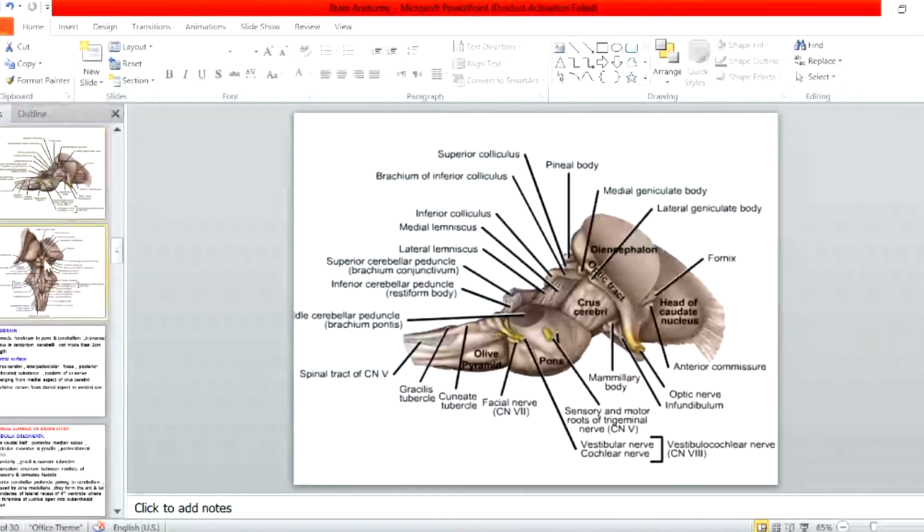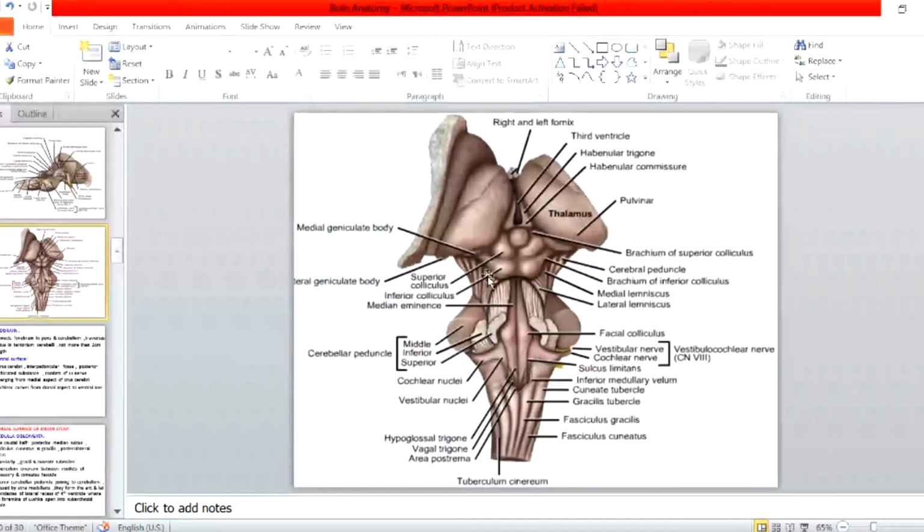Now, passing to the dorsal surface, this is the dorsal surface of the brainstem. Here you have the dorsal surface of the midbrain, then you have the dorsal surface of the pons, and this is the dorsal surface of the medulla oblongata. Medulla oblongata here, this is the pons, sorry, and here is the midbrain. These four rounded masses form the dorsal surface of the midbrain.